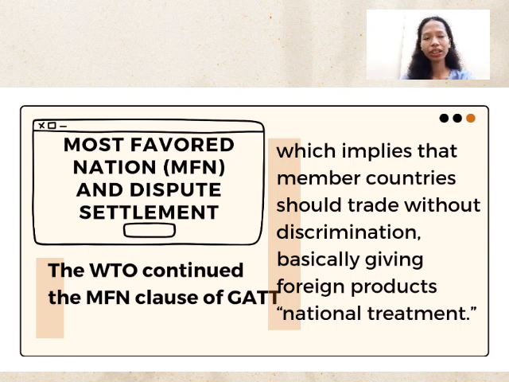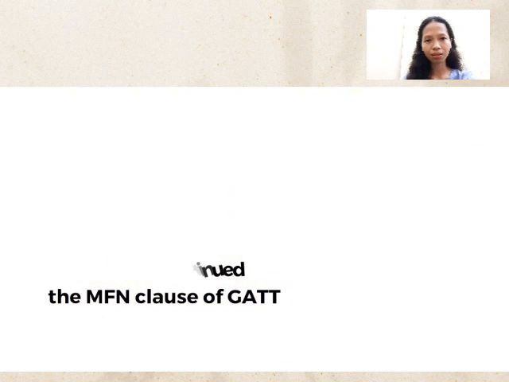So Most Favored Nation, or MFN, essentially means treating all the member countries equally. It implies that if a country grants favorable trading conditions such as low tariffs or trade advantages to one member, it must do the same for all WTO members. This ensures that there is no discrimination in international trade, and foreign products receive similar treatment to domestic products.